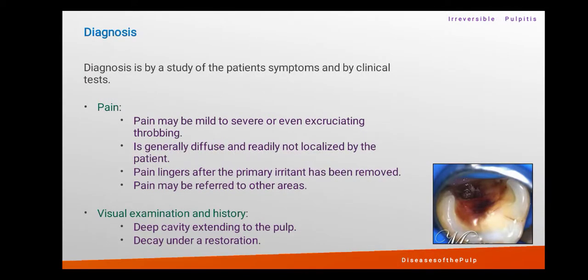Diagnosis is made by studying the patient's symptoms and clinical tests. Nature of the pain: mild to severe or even excruciating throbbing pain. It's generally diffuse, not readily localized by the patient. Pain lingers after the primary irritant has been removed. Pain may be referred to other areas also. On visual examination, you can see a deep cavity extending to the pulp, or decay under a restoration.